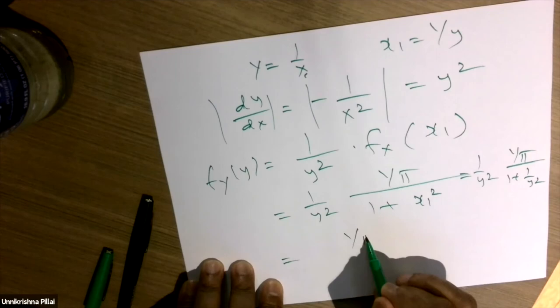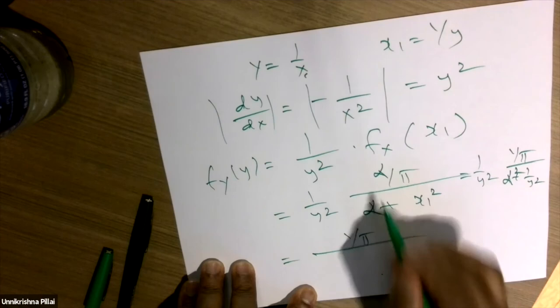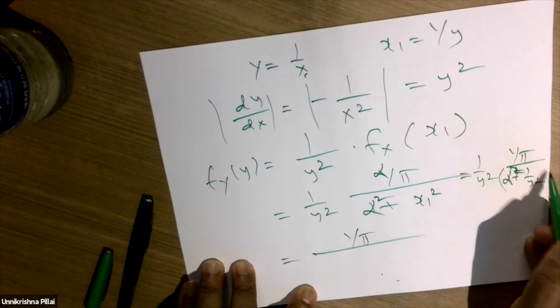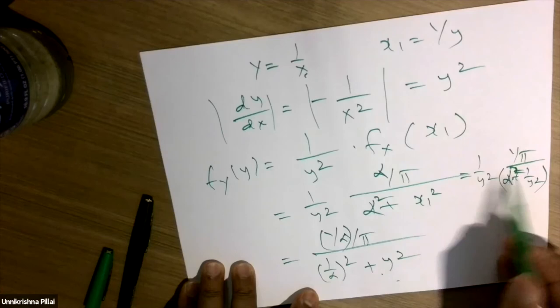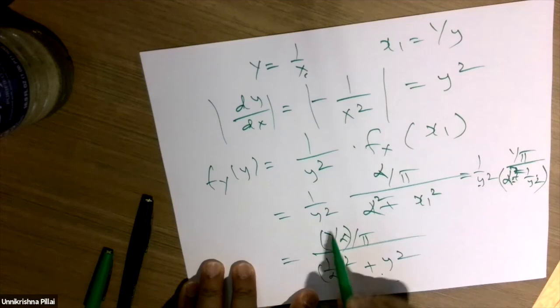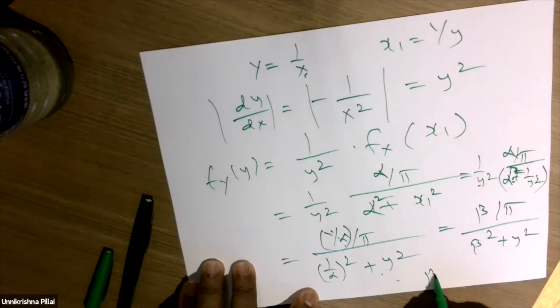So this is 1 over pi, actually it was alpha squared. This is an alpha. Let's do the problem I gave you earlier. If I take the y squared inside, I can write it as y squared alpha squared plus 1. I pull out the alpha squared also. This becomes 1 over alpha. So if you want, you can write this as beta over pi over beta squared plus y squared, where beta is 1 over alpha. So what is the form of this density function? Anybody?